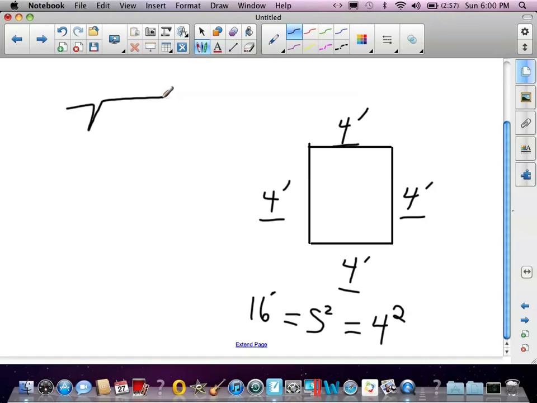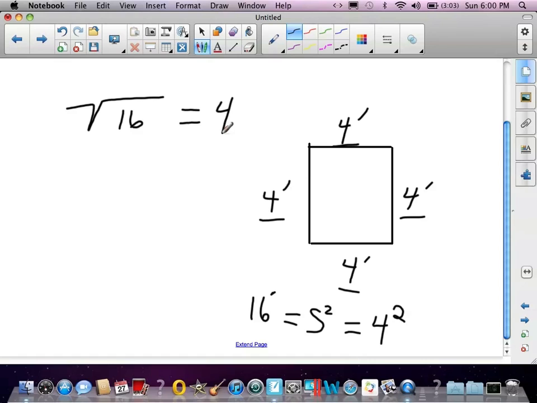So if I were to take this square, and instead of having the square, I said the square root of 16. So the first thing is, would 16 be a perfect square? It would be a perfect square. The reason for that is because a number times itself is going to be a square. Therefore, the square root of 16 would equal 4.